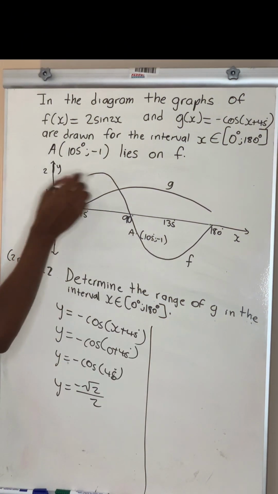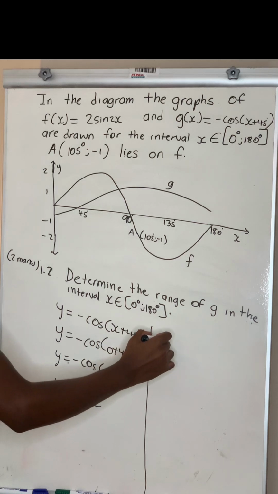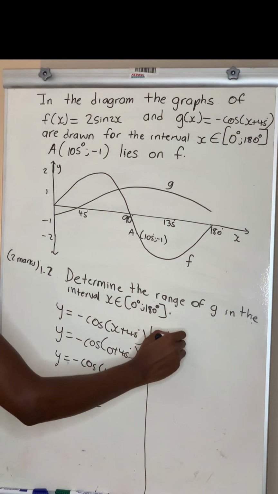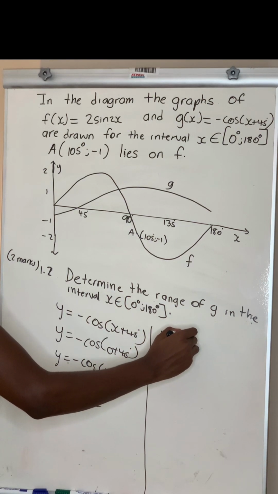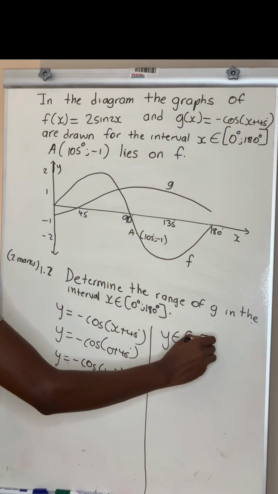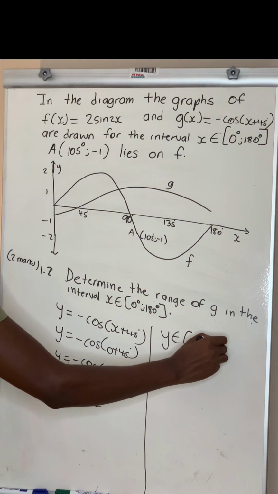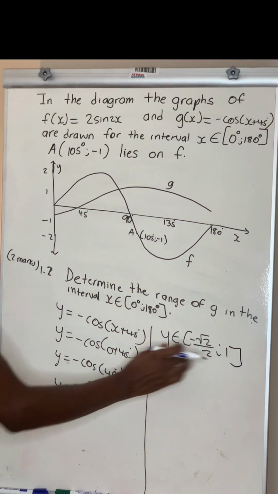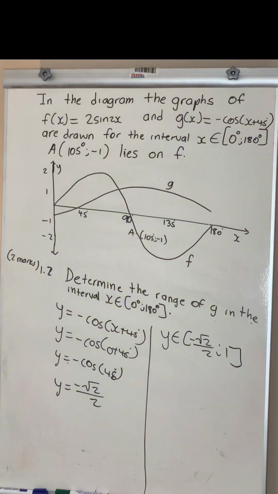And the highest point is at positive 1, so it's going to be y is an element of negative root 2 over 2 and 1. So this is the range of g.